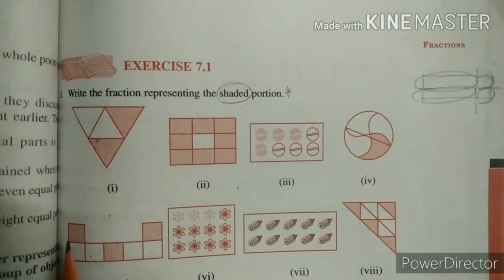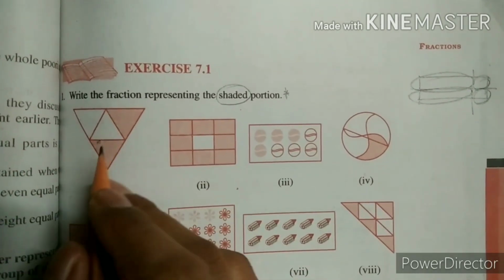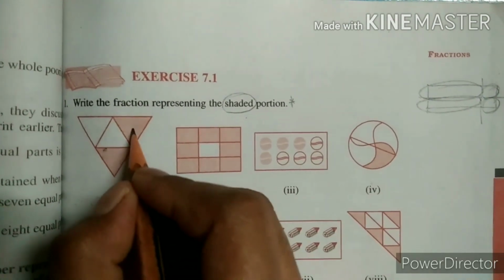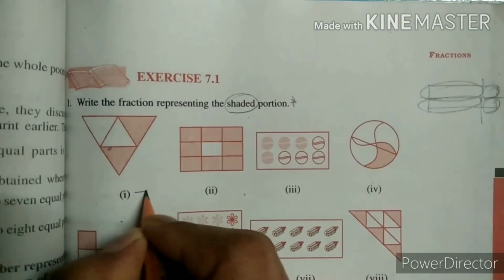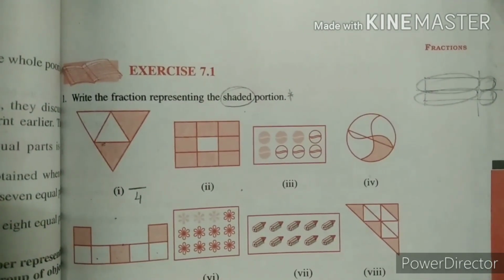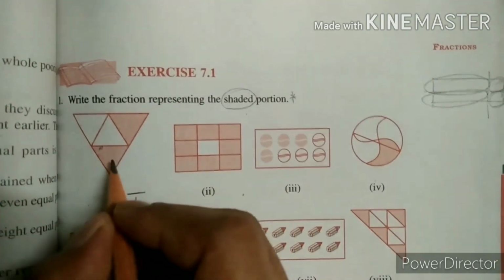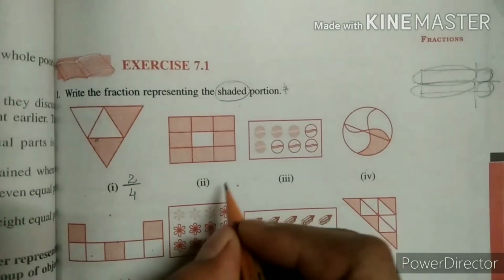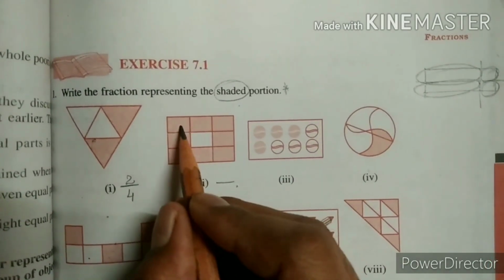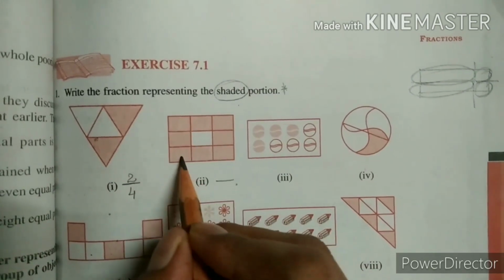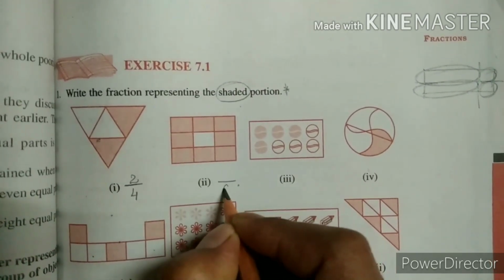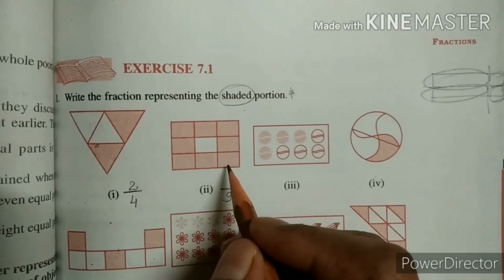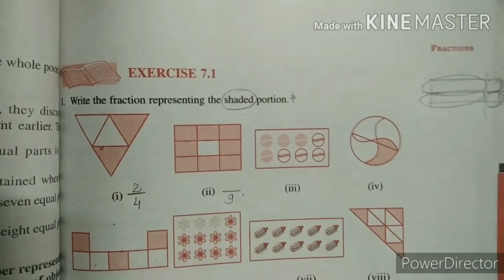So first is a triangle shape and it is divided into how many partitions? It is divided into 1, 2, 3, 4. In 4 parts it is divided. And how many are shaded? 1 and 2 are shaded. So the first answer is 2 by 4. Second, 1, 2, 3, 4, 5, 6, 7, 8, 9. 9 partitions are there and all 9 partitions are equal to each other. You can see none is greater or smaller, all are of equal shape.